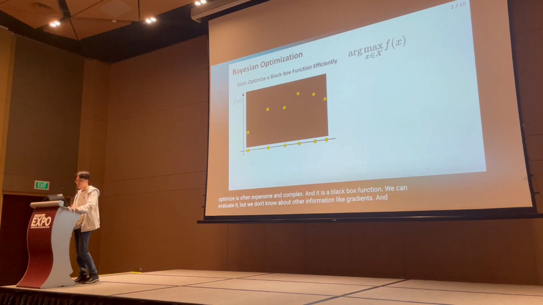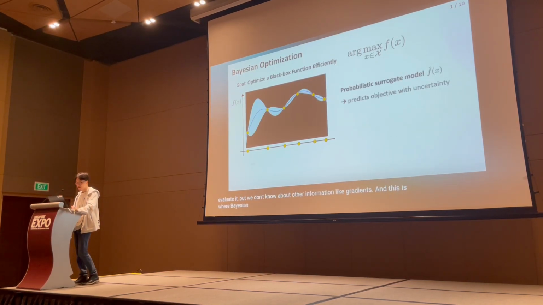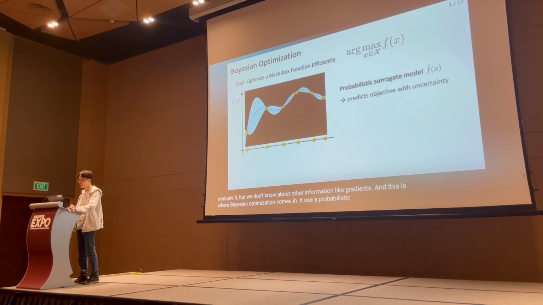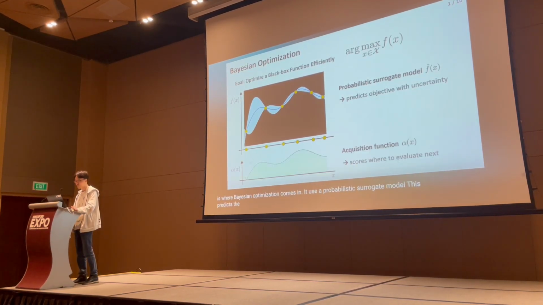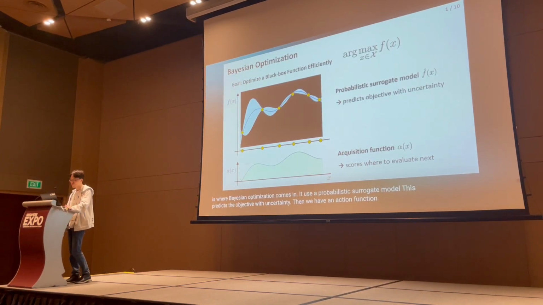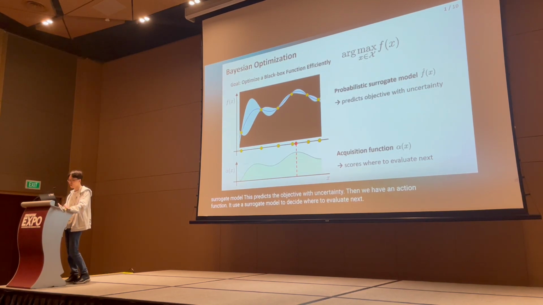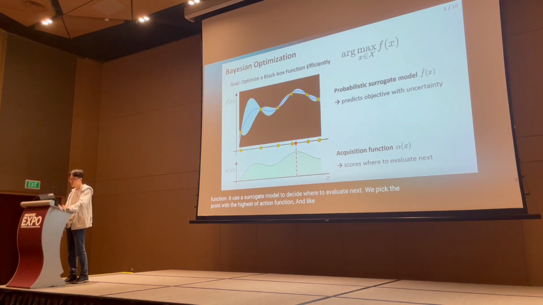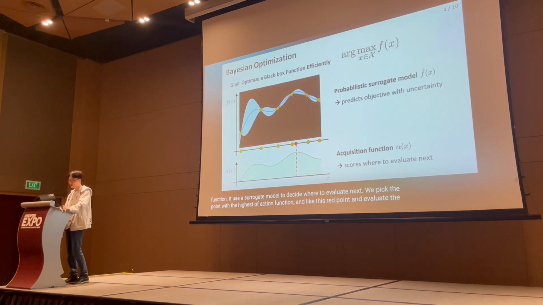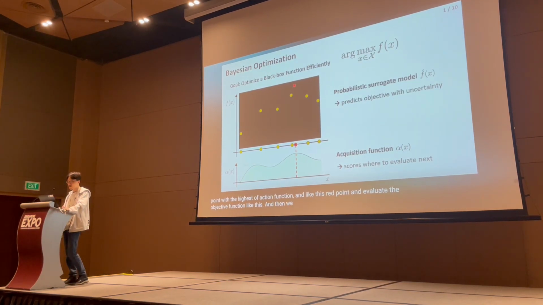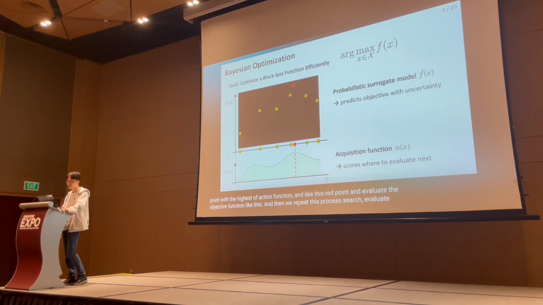And this is where Bayesian optimization comes in. It uses a probabilistic surrogate model. This predicts the objective with uncertainty. Then we have an acquisition function. It uses the surrogate model to decide where to evaluate next. We pick the point with the highest acquisition function value, like this red point, and evaluate the objective function, like this. And then we repeat this process, search, evaluate, and update, until we find the optimum.